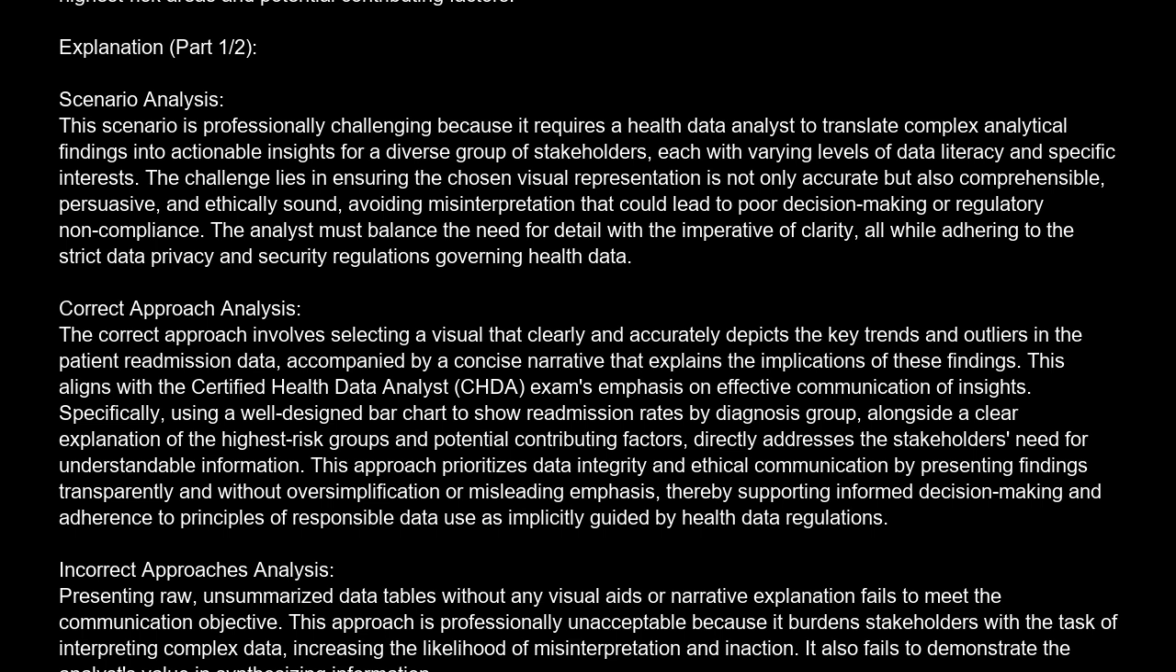Incorrect approaches analysis. Presenting raw, unsummarized data tables without any visual aids or narrative explanation fails to meet the communication objective. This approach is professionally unacceptable because it burdens stakeholders with the task of interpreting complex data, increasing the likelihood of misinterpretation and inaction. It also fails to demonstrate the analyst's value in synthesizing information.